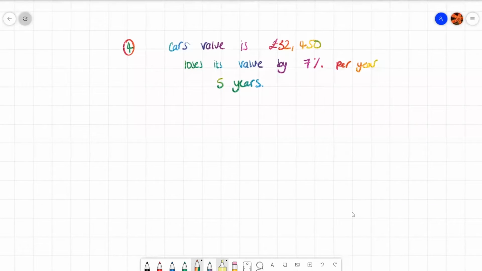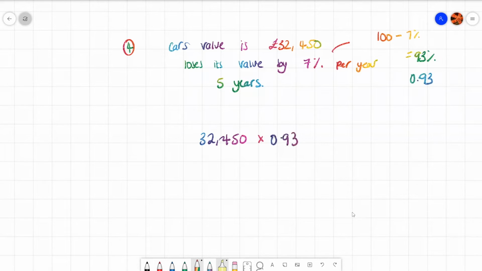So we're starting off with our amount, 32,450, times by, well, if something's been reduced by 7%, it's 100% take away 7%, which is 93%. What's 93% as a decimal? It's 0.93. So it's 0.93 to the power of 5 because it's 5 years. So 32,450 times 0.93 to the power of 5, and I'm left with £22,575.09. That is what the car is worth after 5 years. So that was compound interest.